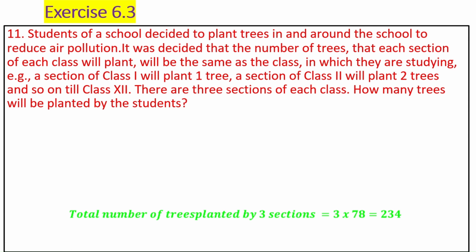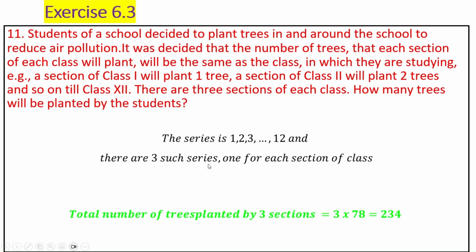Read the question. Basically, in a school, each class is going to plant some trees. First class will plant one tree, second class will plant two trees, and so on up to 12th class. There are three sections for each class. The question is how many total plants will be planted. This is very simple. The series is 1, 2, 3, and so on up to 12. There are three such series.